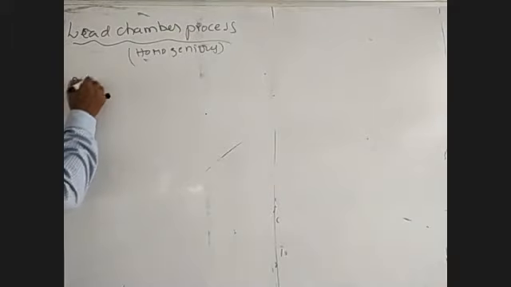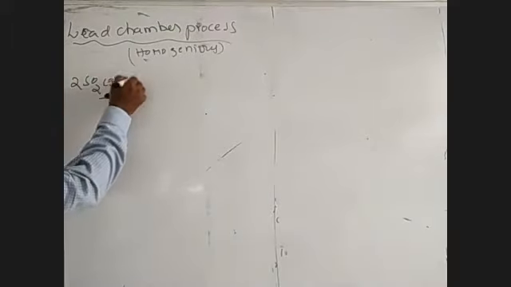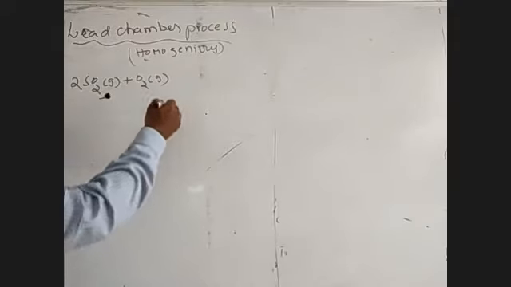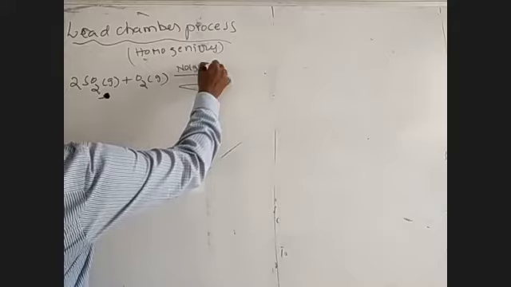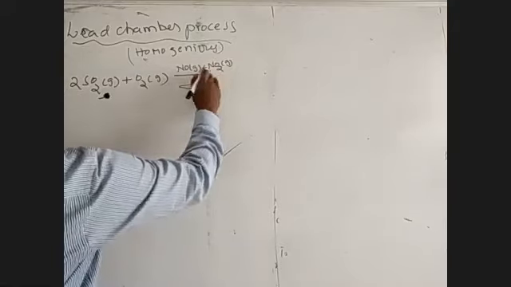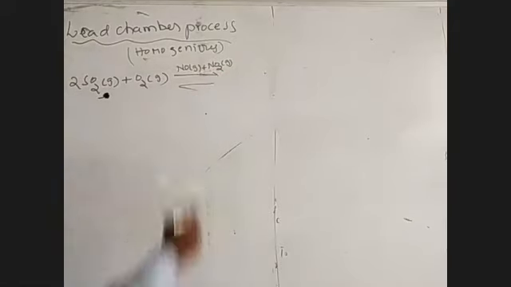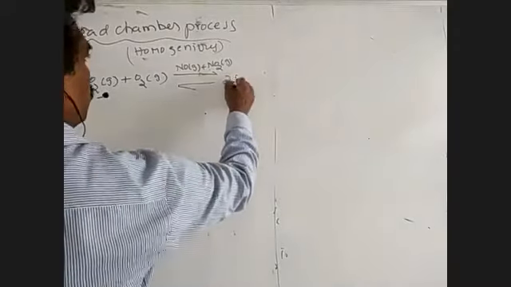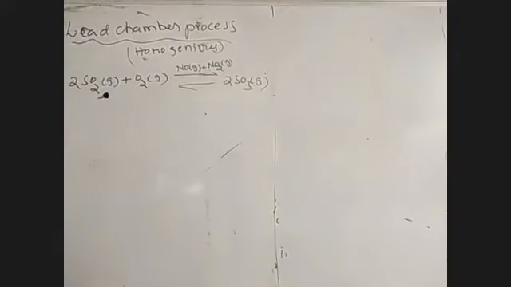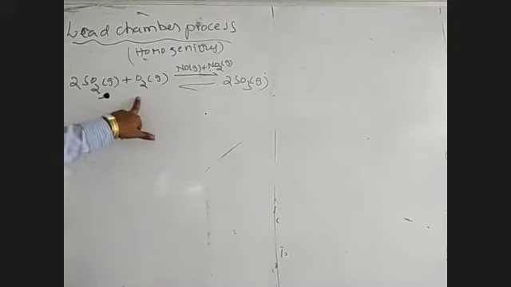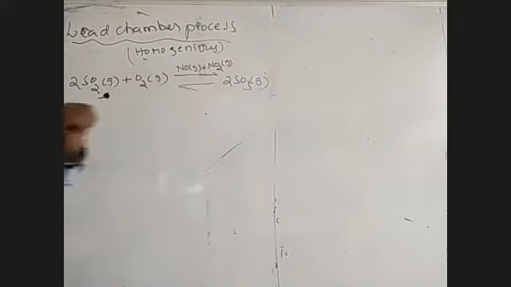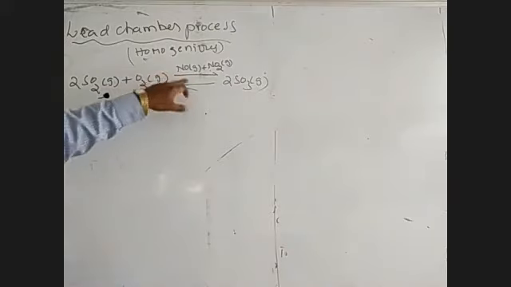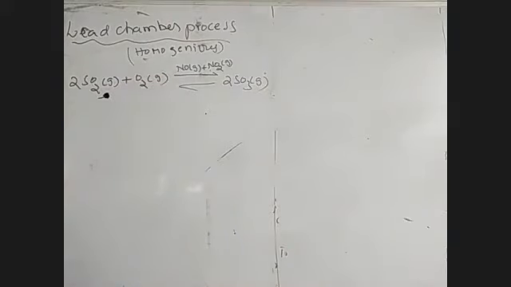In the lead chamber process, SO2 is combined with oxygen in the presence of oxides of nitrogen, which act as a catalyst. Here the reactants are present in gaseous state. The oxide of nitrogen, which acts as a catalyst, is also present in gaseous state. So the reactant and the catalyst are present in the same physical state. Therefore, this phenomenon is called homogeneous catalysis.